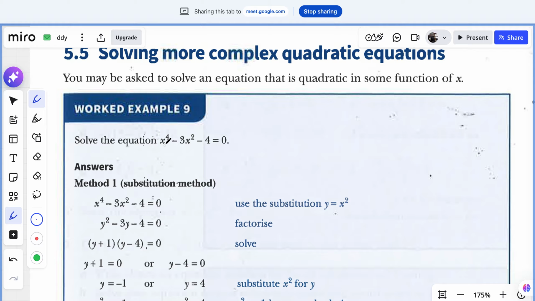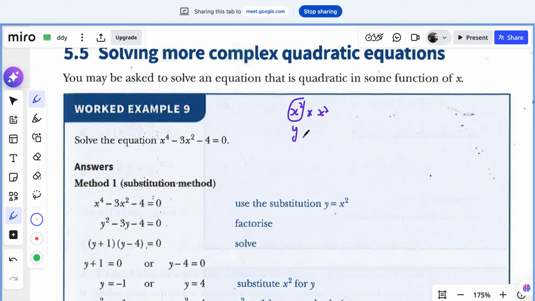But no problem. We can make an assumption. x to the power of 4 can be the same as x to the power of 2 multiplied by x to the power of 2, right? Power 4 is like x squared times x squared. Now, we're going to make one assumption. Let's assume that x to the power of 2 is equal to y. In maths, we make assumptions. You say, let y equal x to the power of 2.